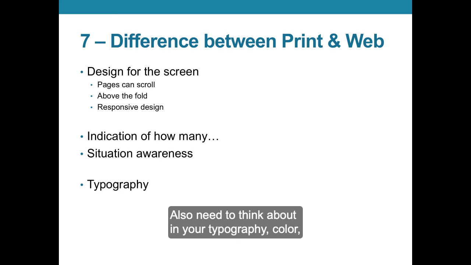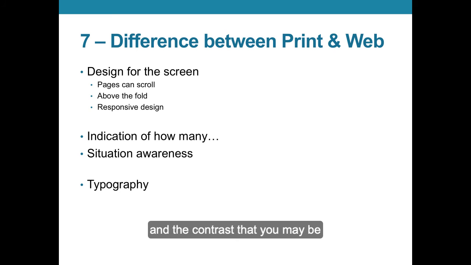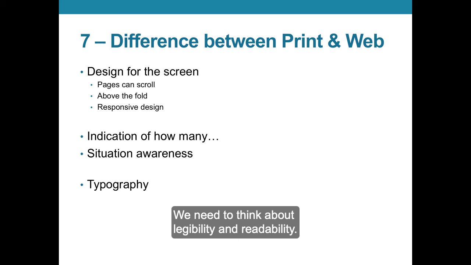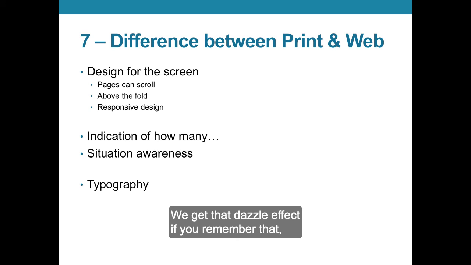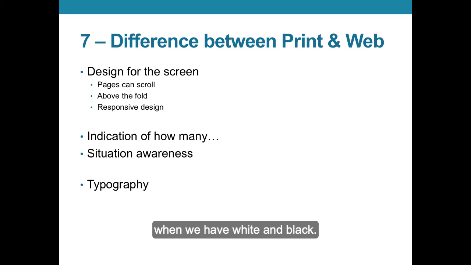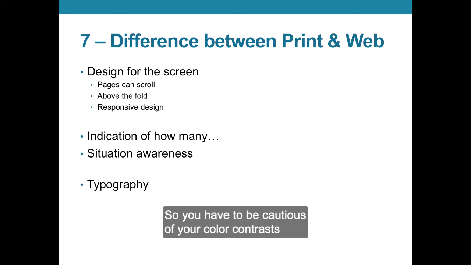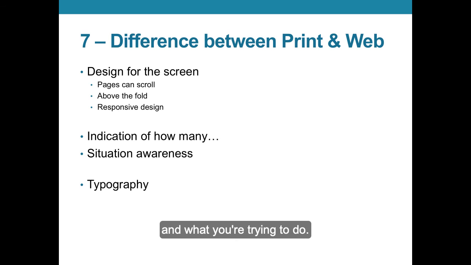Also need to think about in your typography color and the contrast that you may be achieving with color. We need to think about legibility and readability. So here goes the typography lesson. We know that a stark color contrast, like the black on white, a reversal, can really affect readability. We get that dazzle effect, if you remember that, when we have white on black. So you have to be cautious of your color contrast and what you're trying to do. Think about readability and usability.